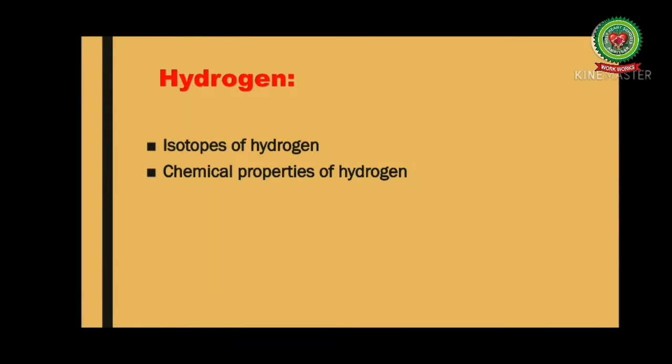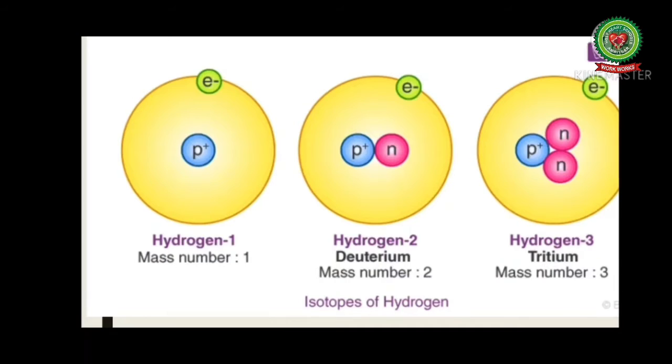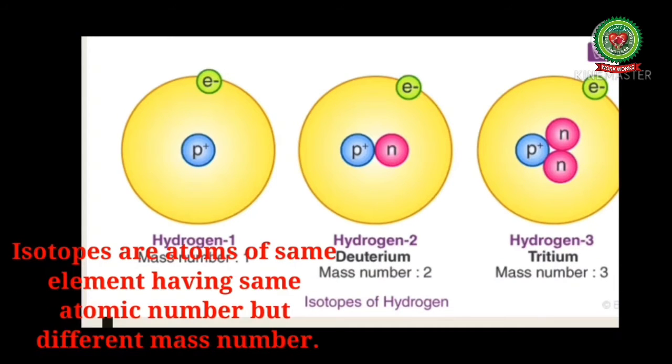We are doing chapter hydrogen. In this video, we will discuss isotopes of hydrogen and chemical properties of hydrogen. Study about isotopes of hydrogen. Isotopes are the atoms of the same element having same atomic number but different mass number.